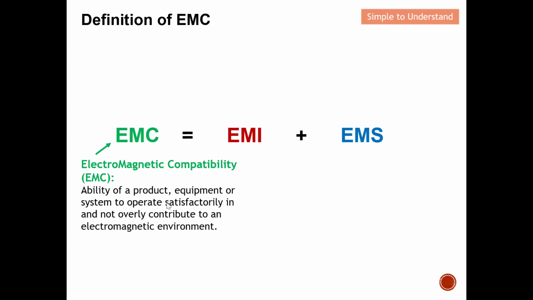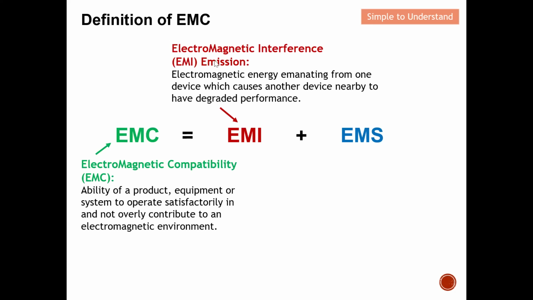Next, what is EMI? Electromagnetic interference. Like I mentioned earlier, this is something like an emission. It is electromagnetic energy that emanates from one device and causes another device nearby to have degraded performance. This is a simple definition of EMI, which means that the emission from one device causes another nearby device to downgrade in terms of performance.